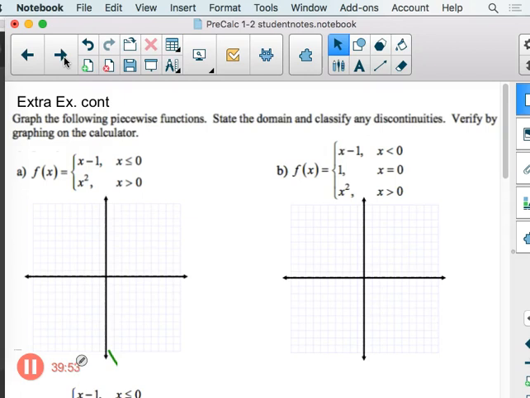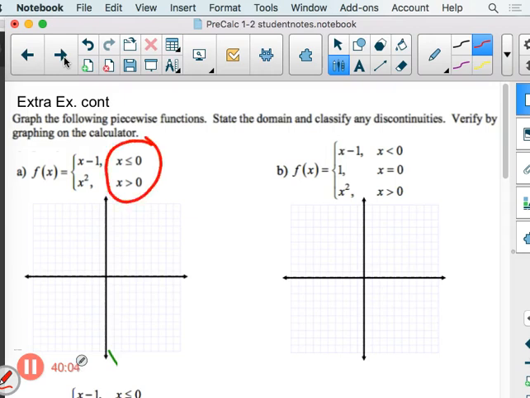So piecewise functions, what they do is they split a graph into pieces. That's why it's called piecewise. And the first thing we want to pay attention to is, where is that split? And that's found right here. Those little conditionals. What that's telling me is, when x equals 0, there are changes being made on the other side of this graph.